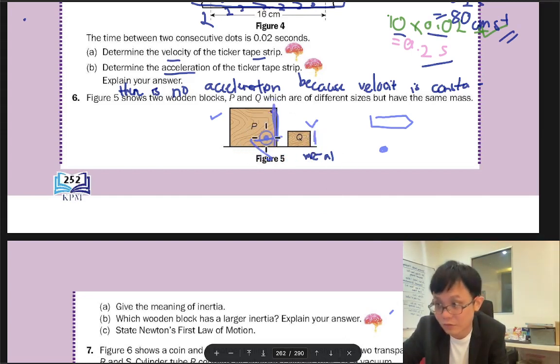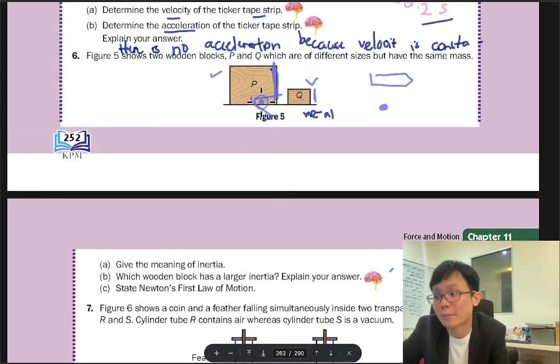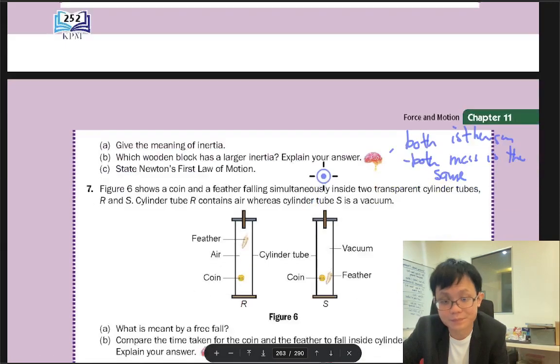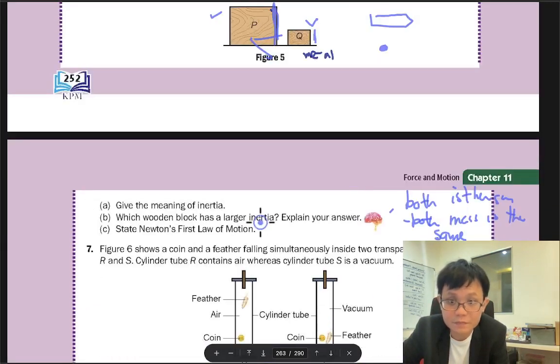But we are not going to do this. I don't know whether we have learned force and pressure, but for now it is good to understand that both have the same mass, both have the same inertia, because we already learned in the textbook.